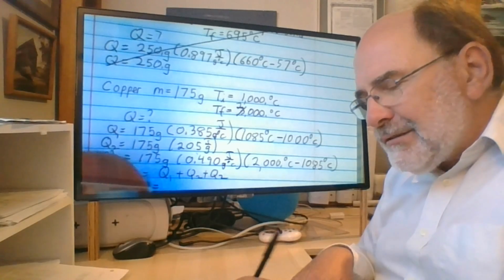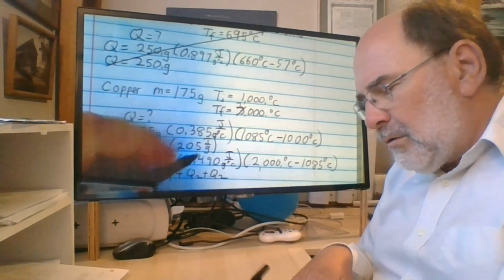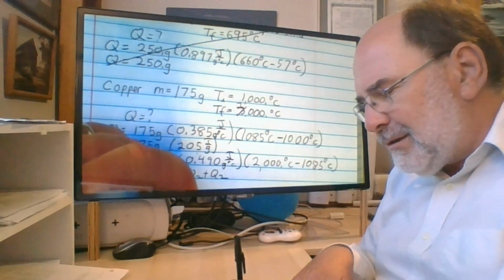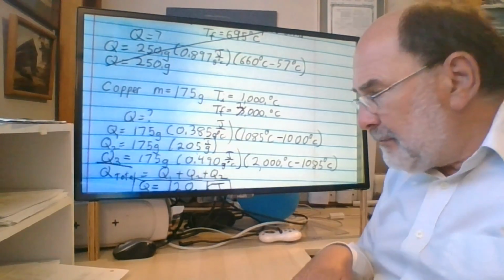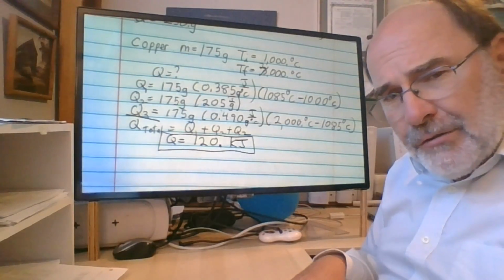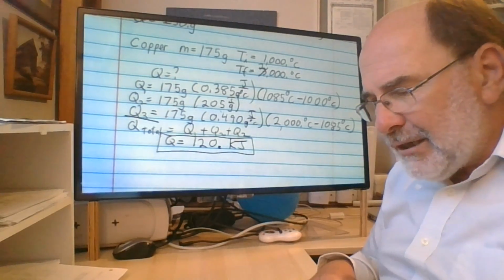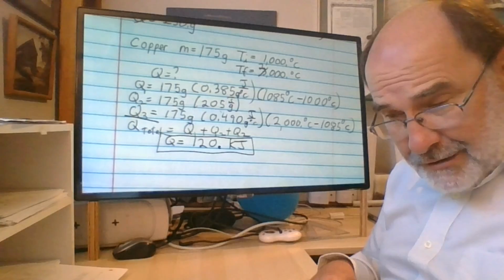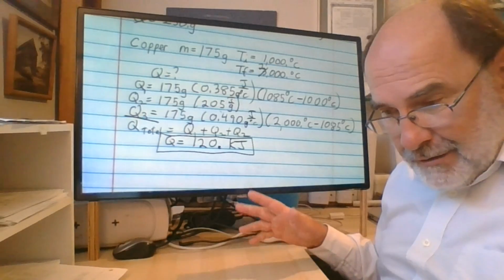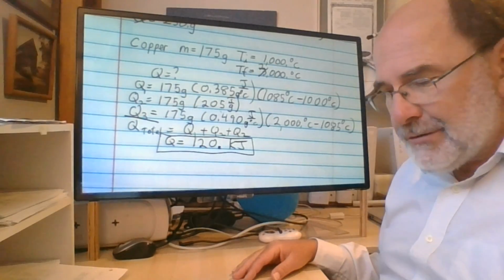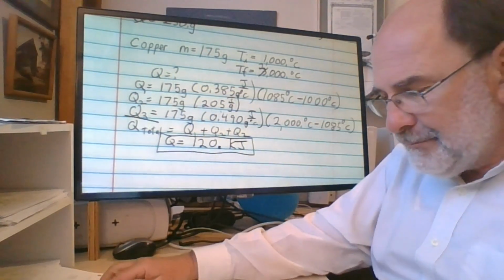No doubt you got the same result. I got 120 kilojoules. That is the total heat energy that I calculated to take copper in the solid state, heat it up, melt it, and then heat the liquid up to 2000 degrees Celsius. Okay, so that ends example one.